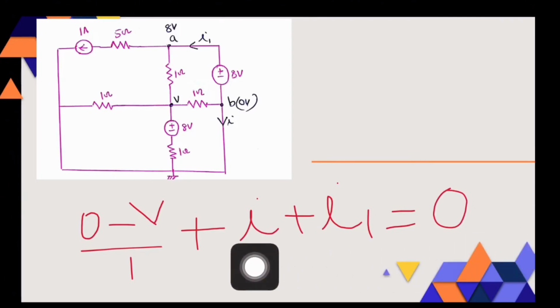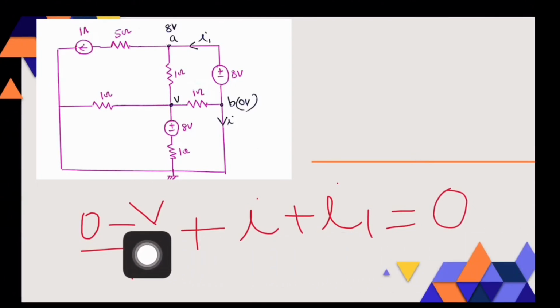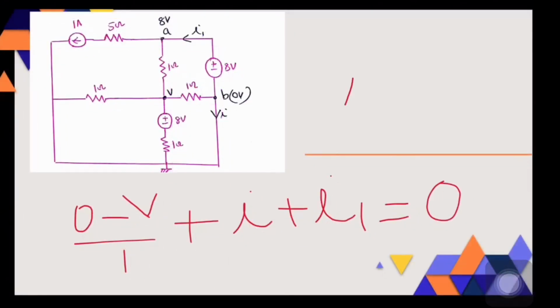The values of I1 and V are already calculated. When we substitute their values, we get I is equal to minus 1 ampere. Thus, our answer is minus 1 ampere. Hope you all understood this problem perfectly. Let me now take you to next question.